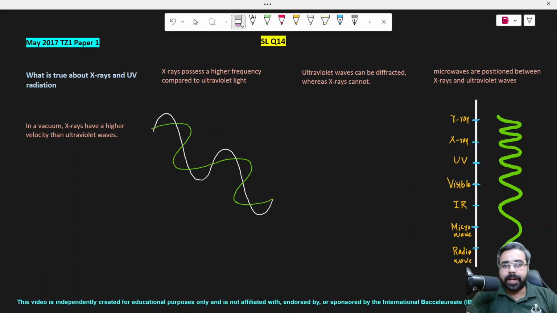Hi, this question is about electromagnetic spectrum. X-rays and ultraviolet are the two main parts which have significant applications in technology and in our everyday life. So we have to identify which one of these four statements is correct. So let's analyze all of them one by one.